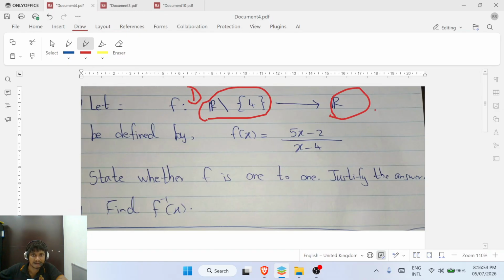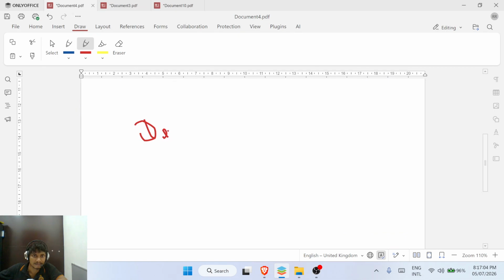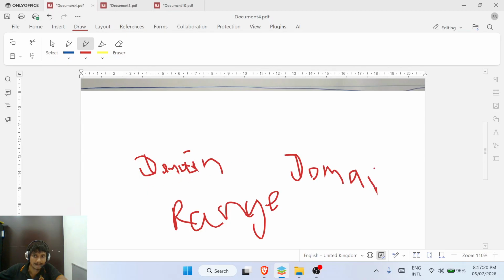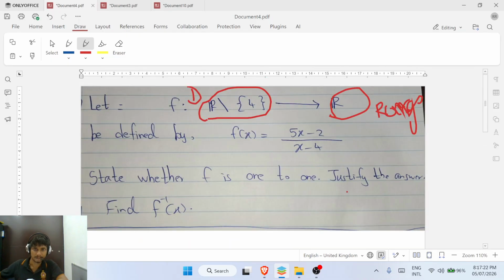This is the range part. Sorry, this is the domain part, and this is the range part. Domain, range. Okay, this is the domain part, and this is the range part.